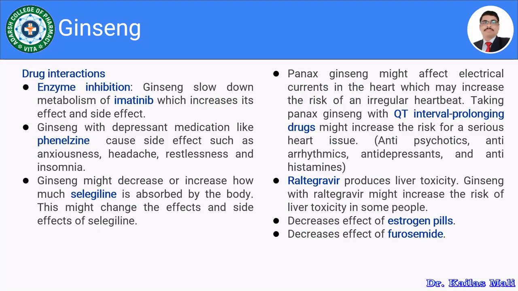Then the enzyme inhibition. Ginseng also has the property to inhibit certain enzymes. And when we are combining the ginseng with the medicines, their metabolism is going to be reduced. Furthermore, the concentration of such drugs is going to be increased, and that may lead to the rise in the effect as well as the side effects of these drugs. For example, ginseng slows down the metabolism of imatinib, which increases its effects and the side effects. Okay, so this is about the enzyme inhibition.